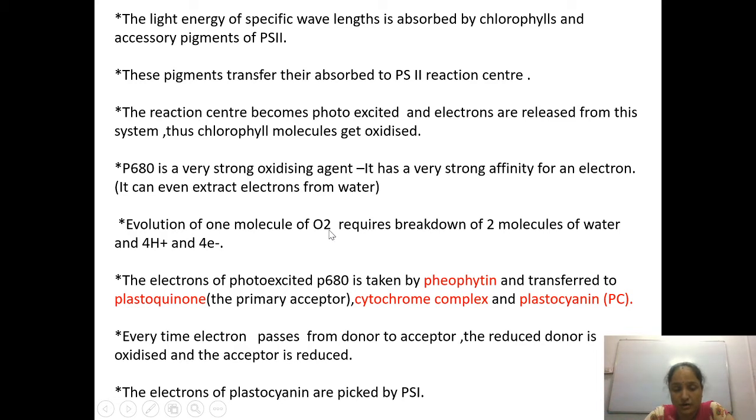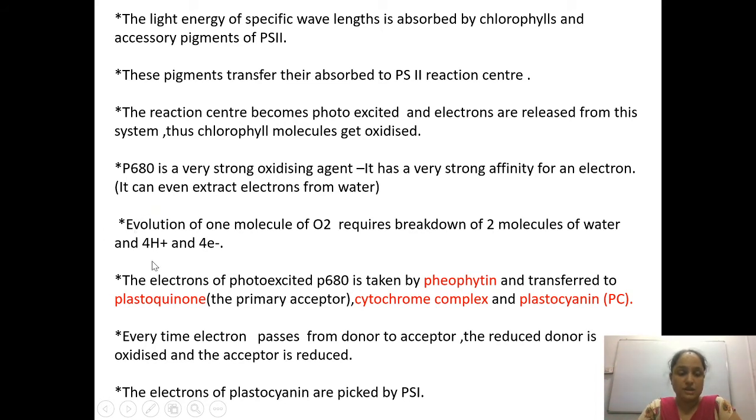How many molecules of water must be broken down to evolve one oxygen molecule? 2 molecules of water should be broken down so as to release 4 hydrogen ions as well as 4 electrons. Okay? This is a very important point for you.